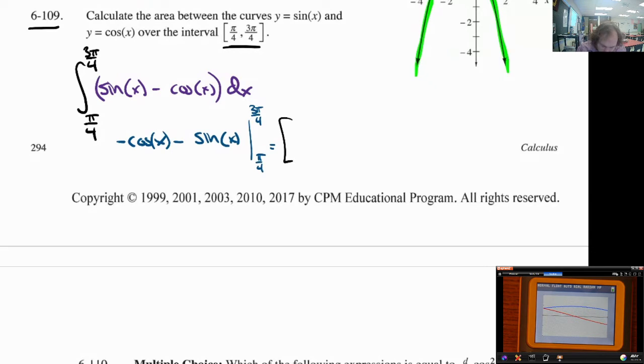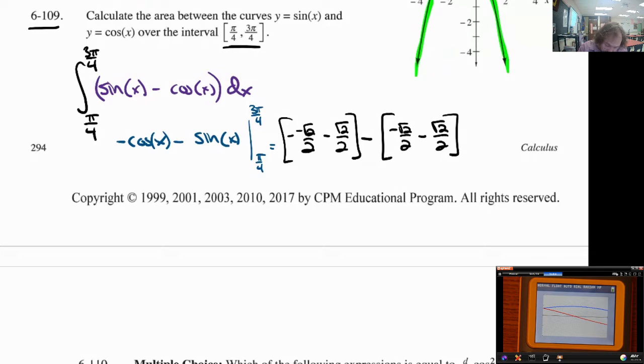So the negative cosine of 3 pi over 4 is going to be negative square root of 2 over 2. Minus the sine of 3 pi over 4, which is positive square root of 2 over 2, so that's just going to be 0. Minus the negative cosine of pi over 4, which is the negative square root of 2 over 2. Minus the sine of pi over 4, which is also the square root of 2 over 2. So the way this is going to shake out, the first part is actually 0. Those cancel out.